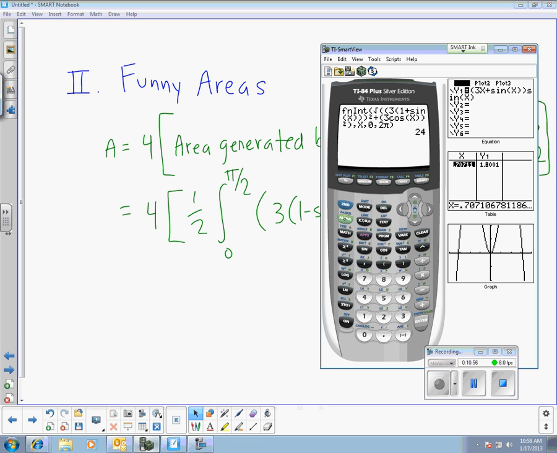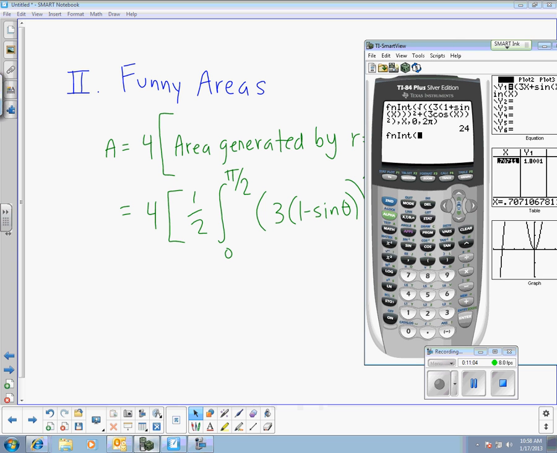So math 9, excuse me, not that, math 9. What I want to integrate is this function, which is 3 times 1 minus sine x, close the sine, close the 1 minus, close the 3, square all of that, with respect to x, from 0 to pi over 2. And I get 3.2.